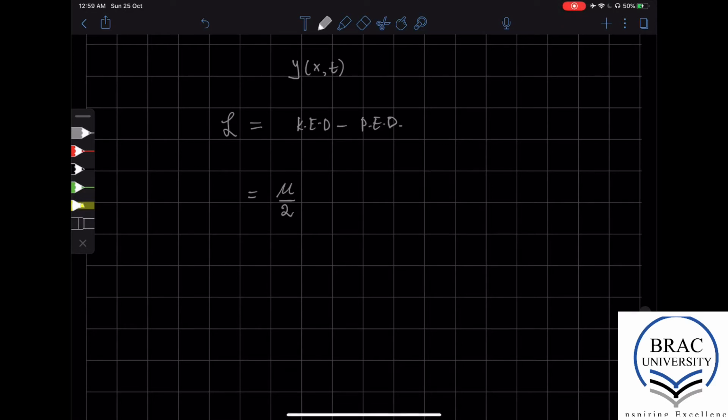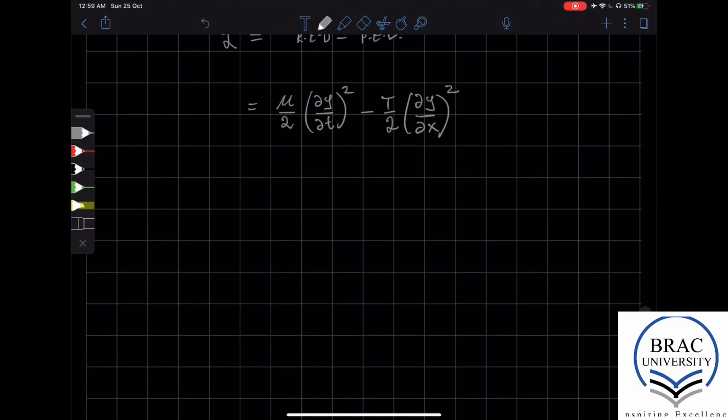So the kinetic energy density is going to be given by half times the mass per unit length times the time variation of the displacement squared, and the potential energy density will be given by half times the tension times the spatial variation of the displacement squared. So we shall return to this Lagrangian in a moment.